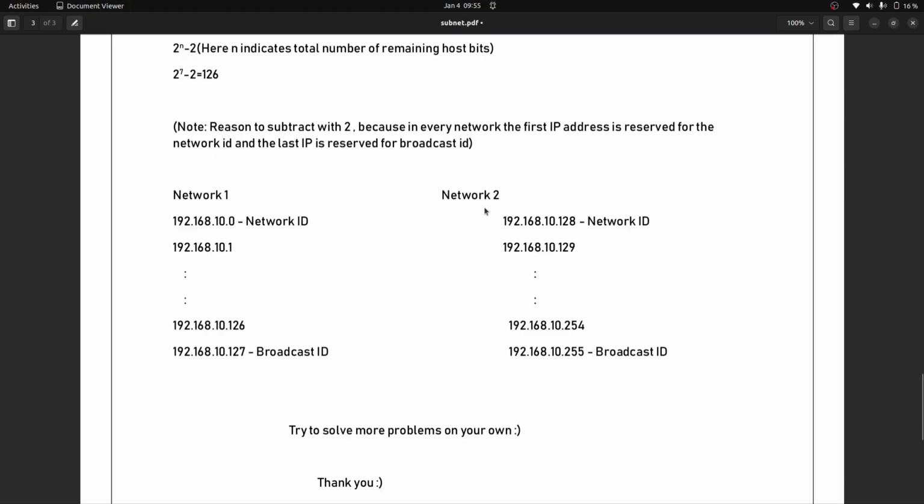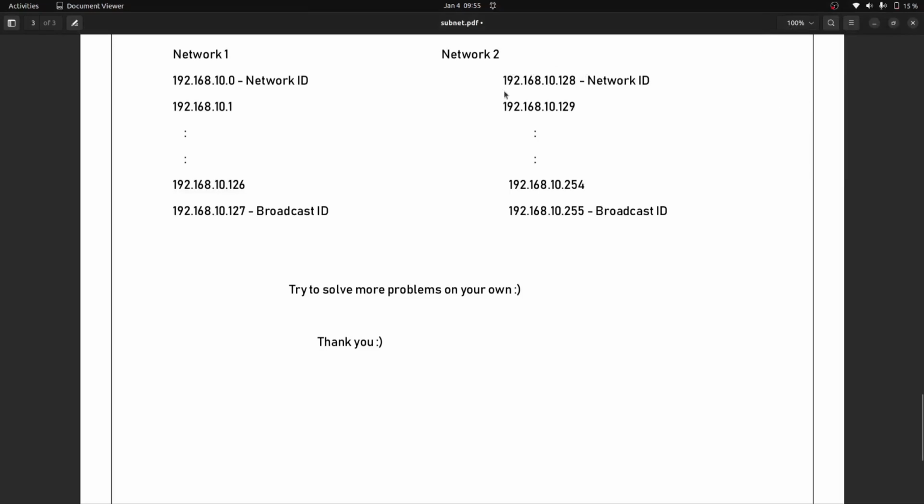So let's create network 2. It begins with 192.168.10.128 and ends with 192.168.10.255. The first one is reserved for the network ID, the last one is reserved for the broadcast ID, and the remaining 126 host addresses are usable.